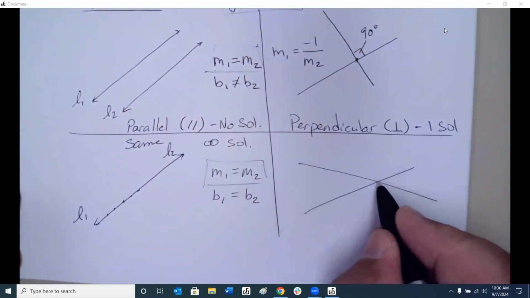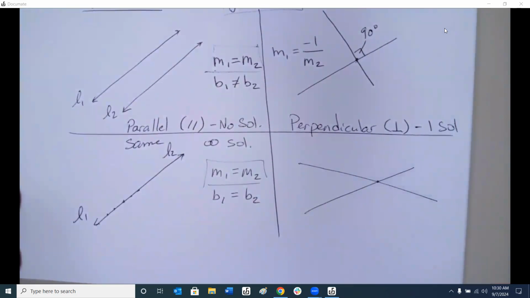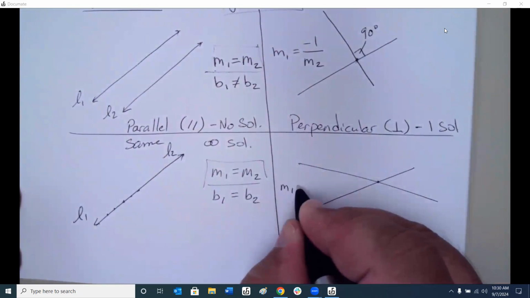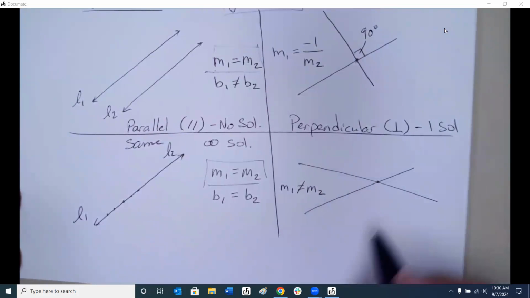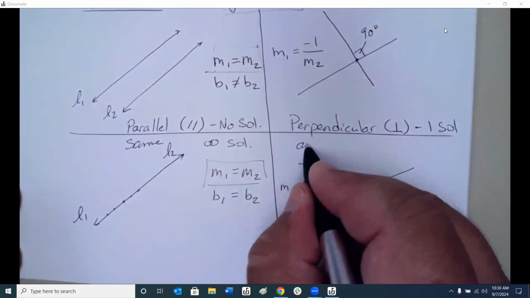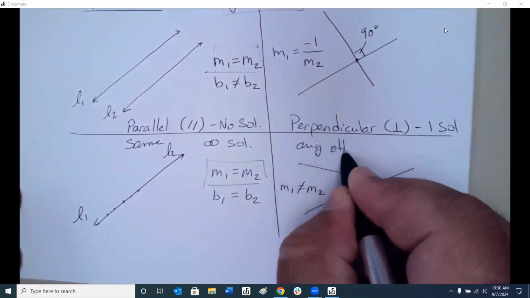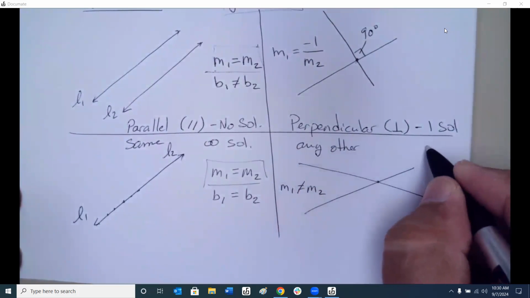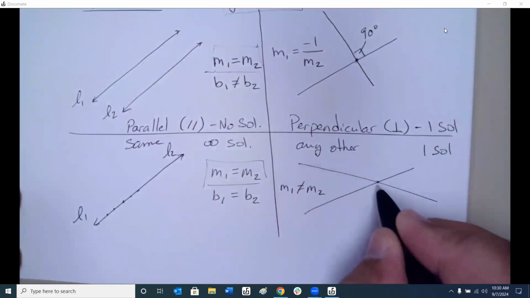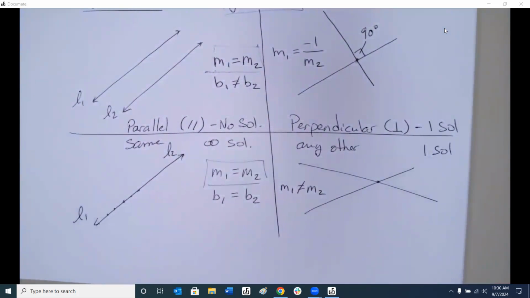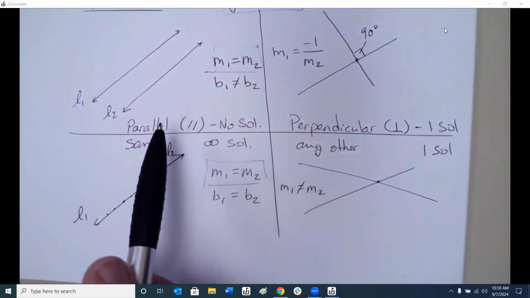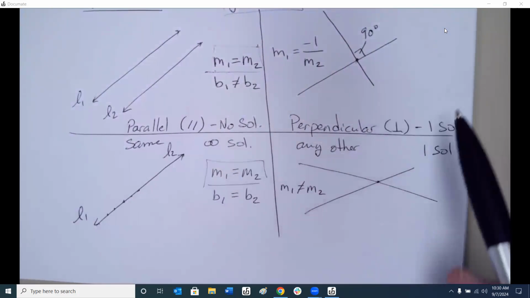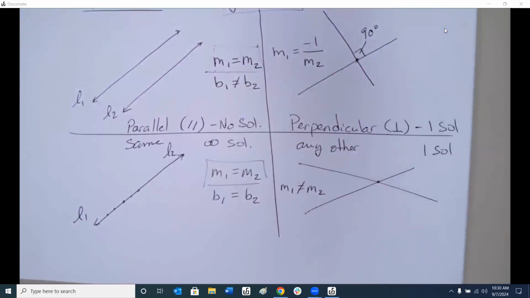As opposed to anything else. If the slopes are different, then these are any other lines, and they only have one solution as well. Right there. So if the slopes are the same, they're either the same line or parallel, and if the slopes are different, they're either perpendicular or something else.